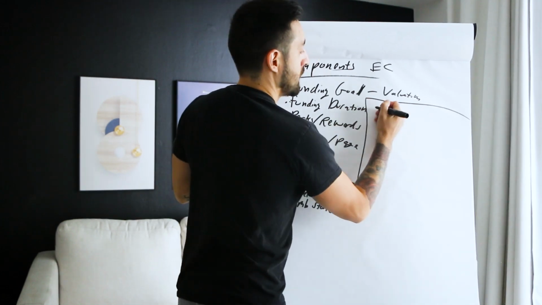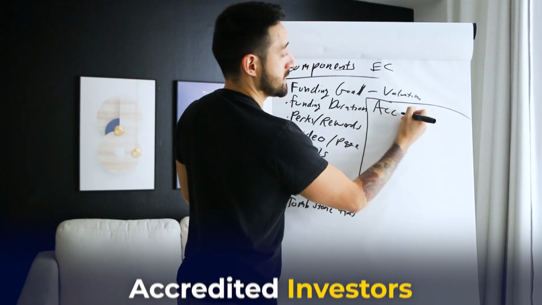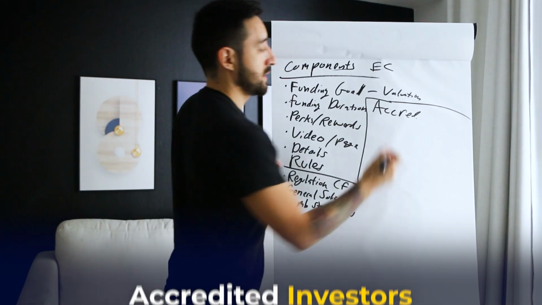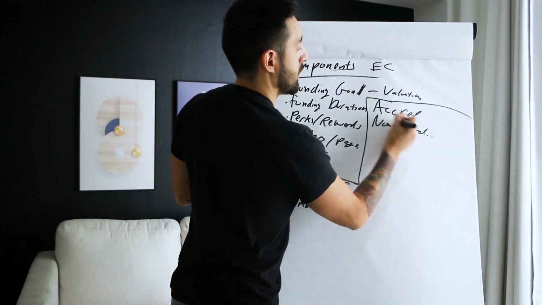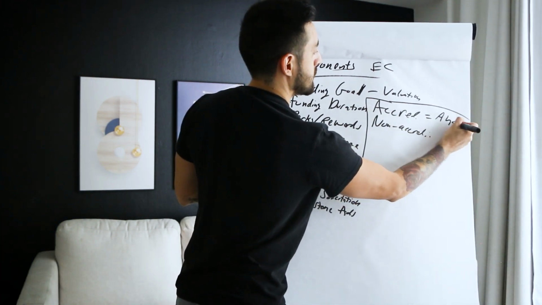There's two types of people: accredited investors and non-accredited investors. What is an accredited investor? An accredited investor is basically an angel.